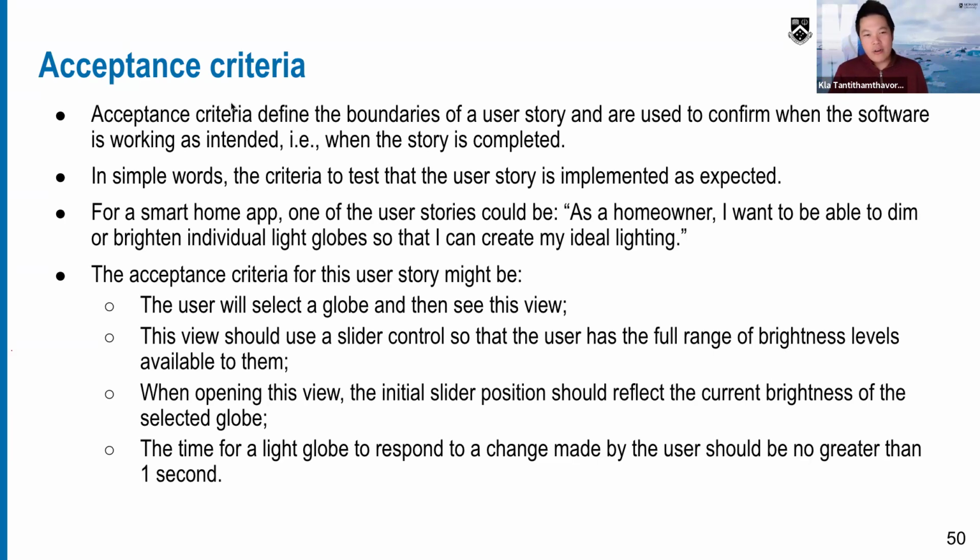And the acceptance criteria for this user story could be: the user will select a globe and then see this wheel. This wheel should use a slider control so that the user has a full range of brightness levels available to them. When opening this wheel, the initial slider position should reflect the current brightness of the selected globe. And the time for a light globe to respond to a change made by the user should be no greater than 1 second.